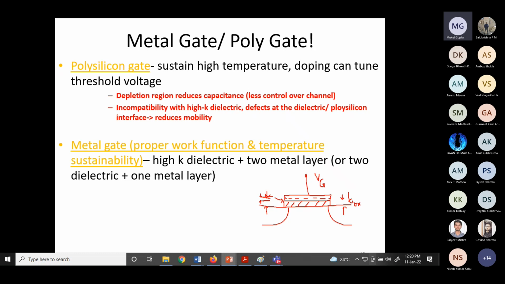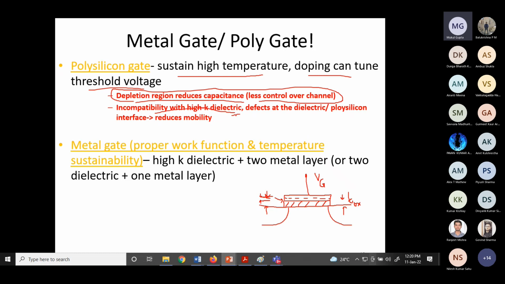So people started replacing the polysilicon again. A good point of polysilicon is that it can sustain high temperature. You can dope polysilicon to change the threshold voltage of the MOSFET, and you can also get a self-aligned gate type of MOSFET where you realize the gate first. But in the short channel MOSFET, this depletion region reduces the capacitance, giving less control over the channel from the gate side. And also it is not compatible with high K dielectric material.